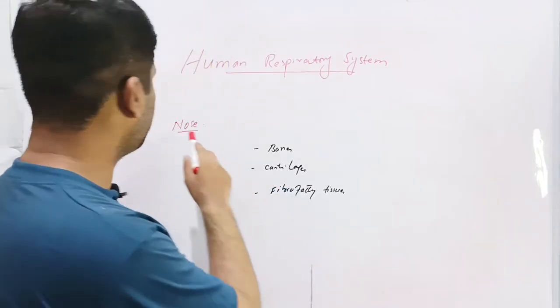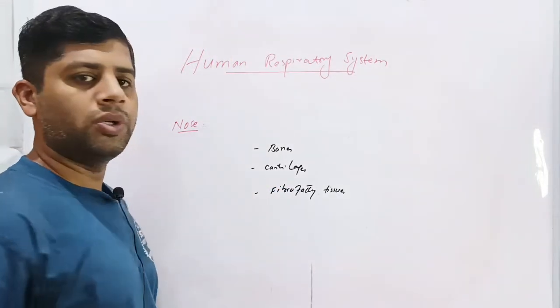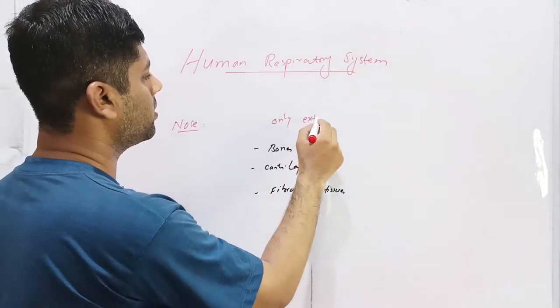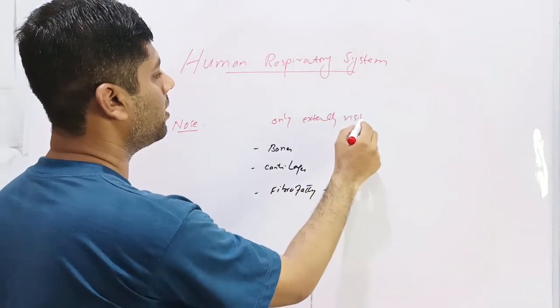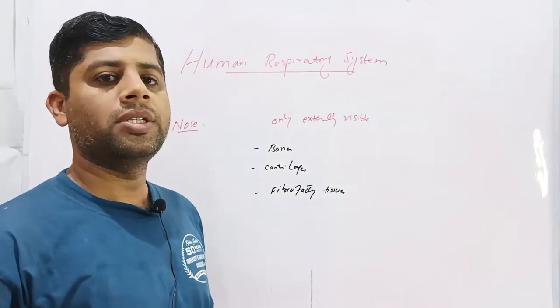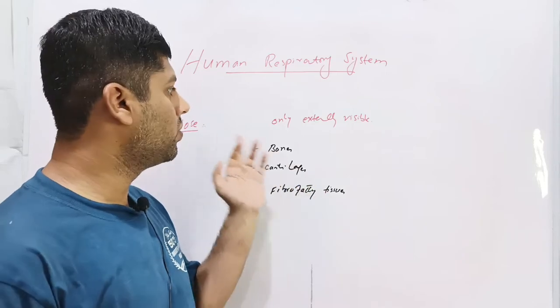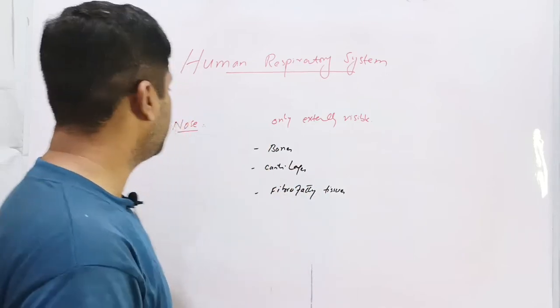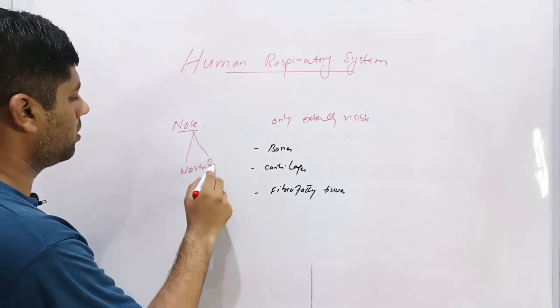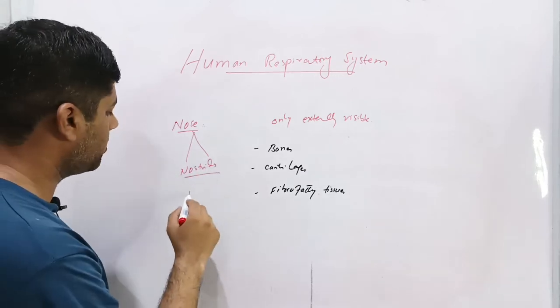Nose is the first component of the human respiratory system. It is the only external or visible organ of the respiratory system. Only externally visible. All of the other organs, the pharynx, larynx, trachea, bronchi and lungs, are invisible and are enclosed in the body, while the nose is present externally. It has two nostrils, and these nostrils are separated by the nasal septum.